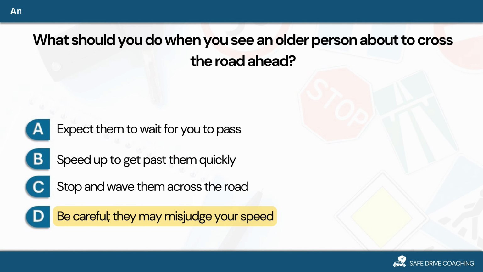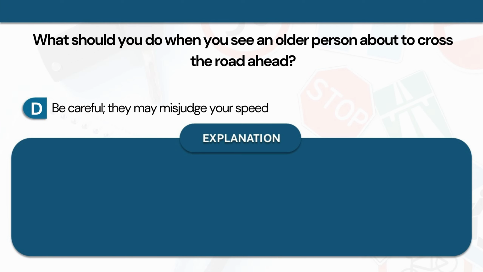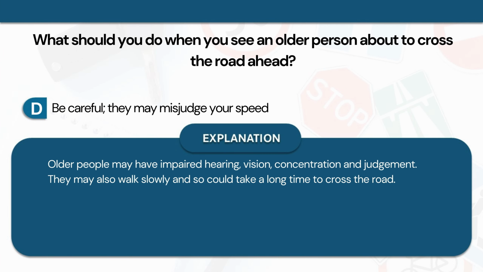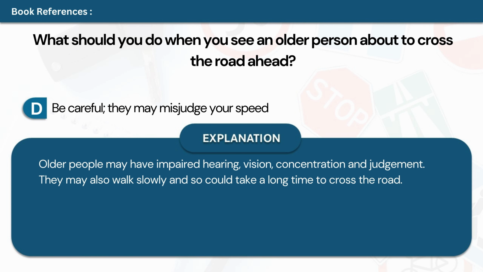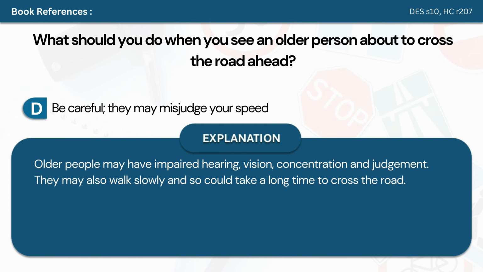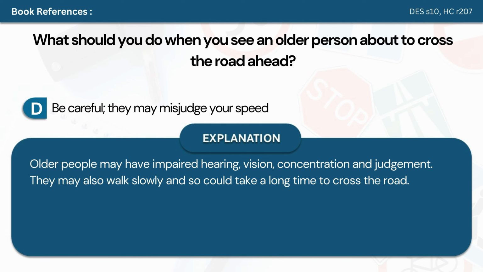The correct answer is D. Be careful, they may misjudge your speed. Older people may have impaired hearing, vision, concentration and judgment. They may also walk slowly and so could take a long time to cross the road.